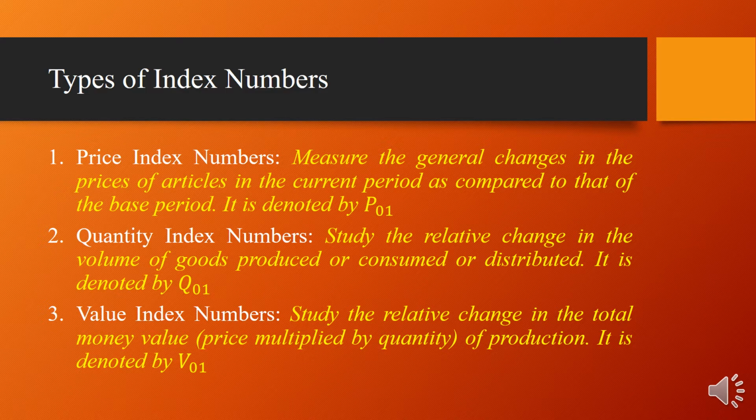Similarly, the second one is quantity index number. Here we study the relative change in the volume of goods produced or consumed or distributed. So instead of changes in the prices, here we are going to measure the changes in the volume of goods produced or consumed or distributed. And quantity index numbers are denoted by Q01.